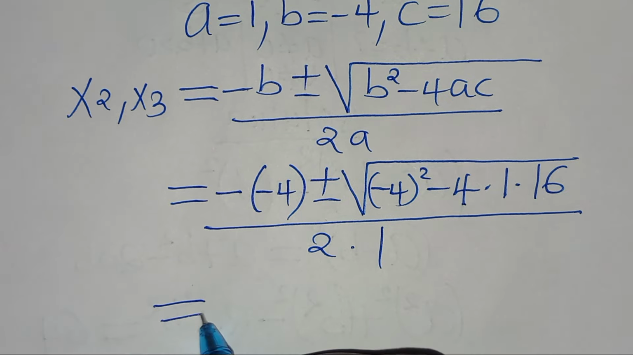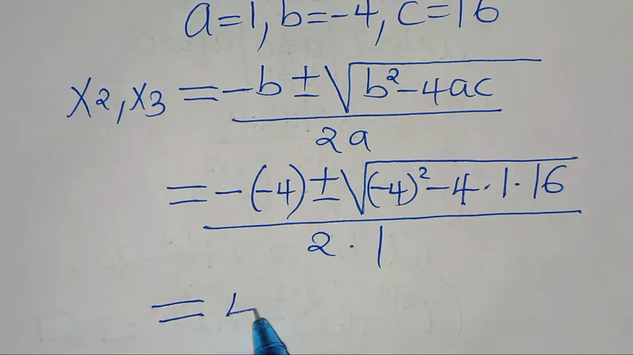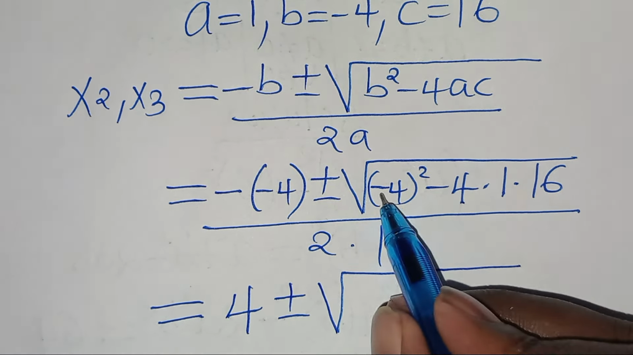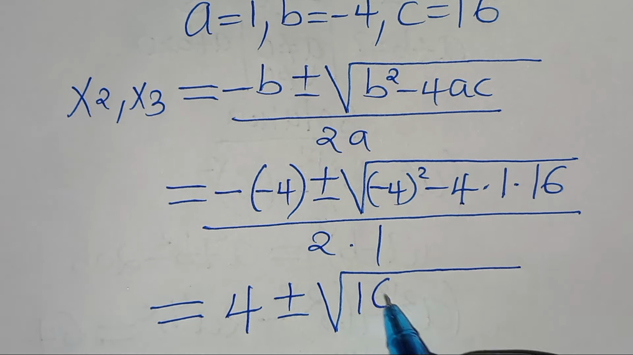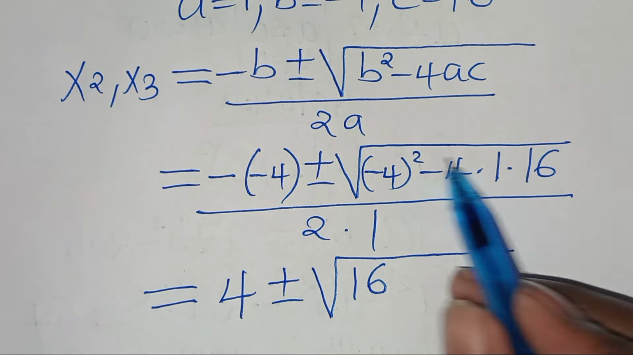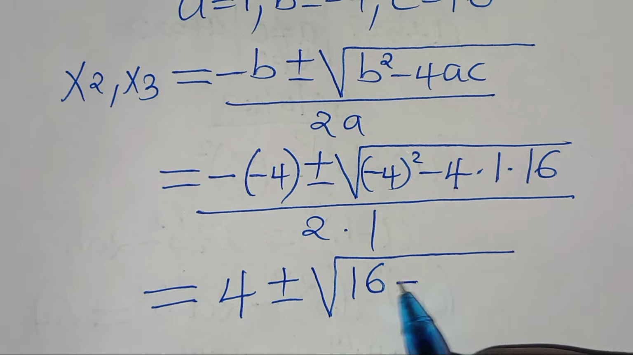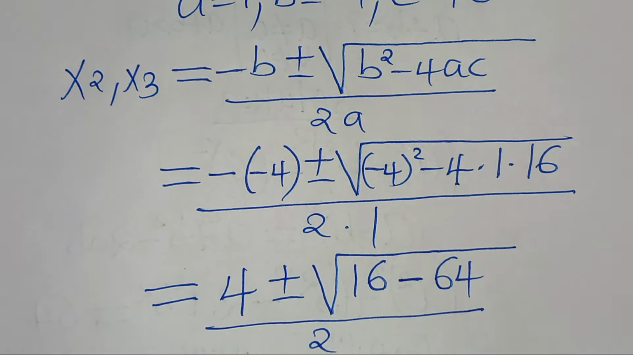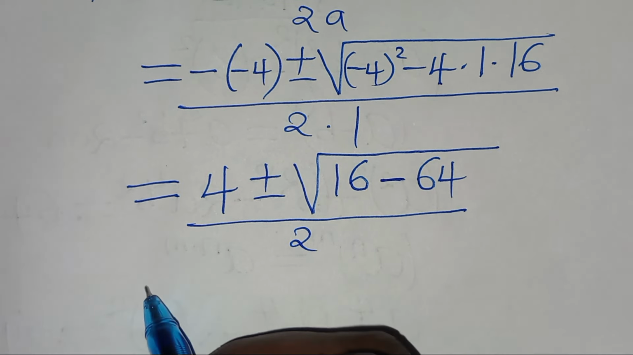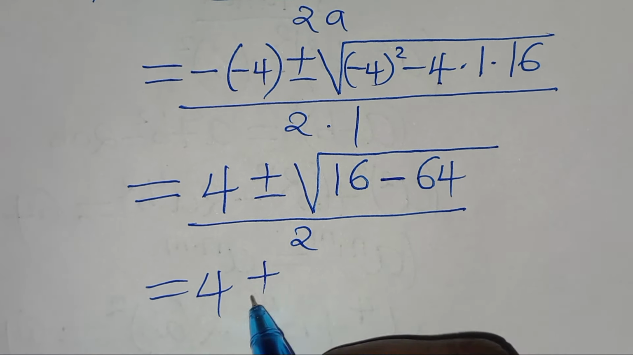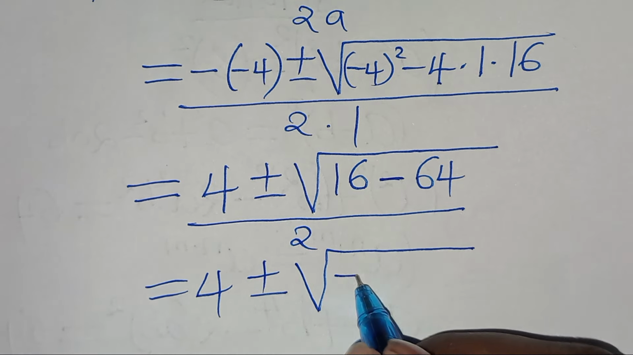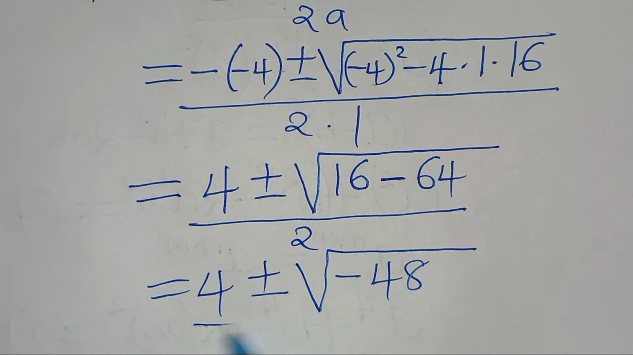So this implies that minus times minus 4 is 4, plus or minus the square root of minus 4 squared, which is 16, then minus 4 times 16, which is minus 64, divided by 2. So here we have 4 plus or minus the square root of 16 minus 64, which is minus 48, over 2.